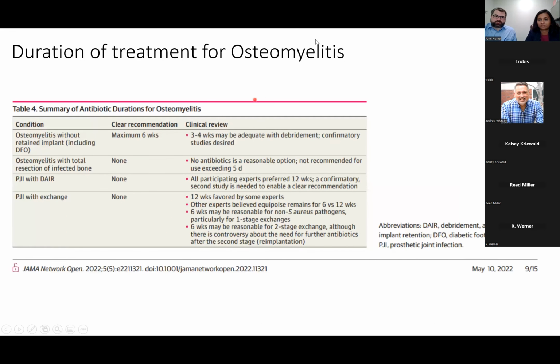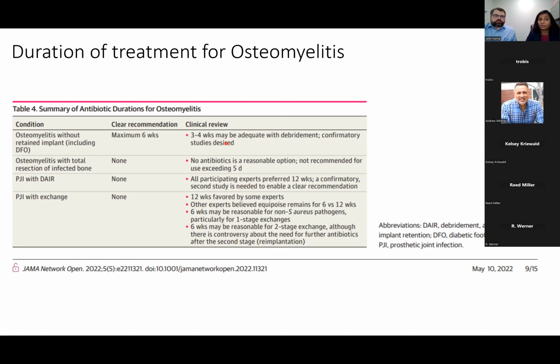And then duration of treatment for osteomyelitis. Here it has the condition: osteomyelitis without retained implant, osteomyelitis with a total resection of the infected bone, and prosthetic joint infections, which we can discuss at a later time. Prosthetic joint deserves its own talk because it gets complicated. But in here, they say osteomyelitis without retained implant, so no hardware, 3 to 4 weeks may be adequate with debridement, but you need to follow them closely. Might need longer, up to 6 weeks is what they're recommending.